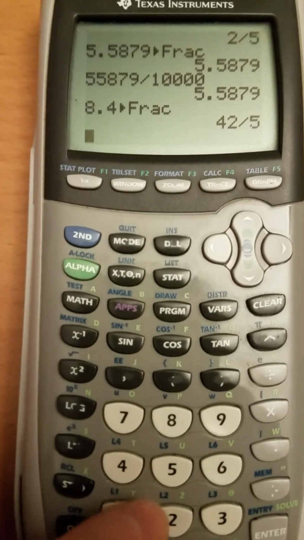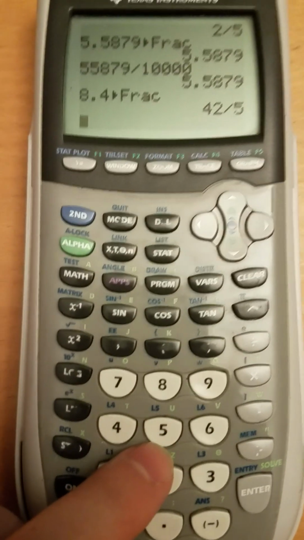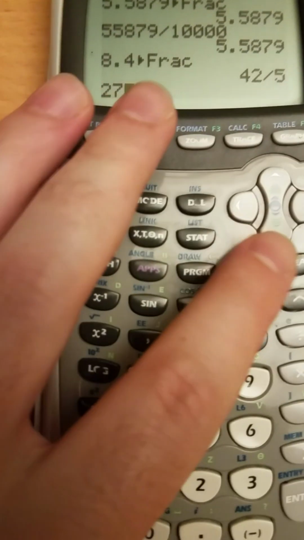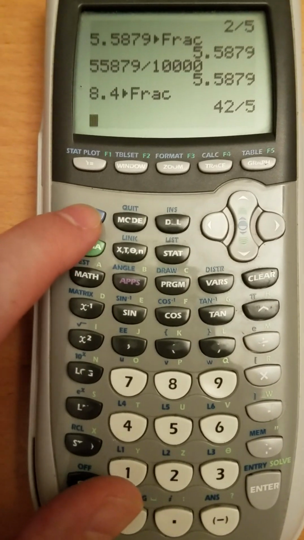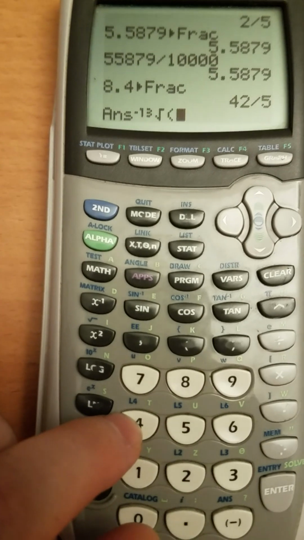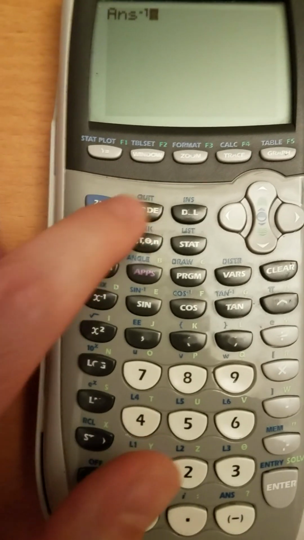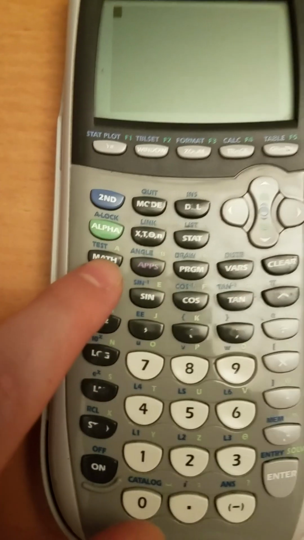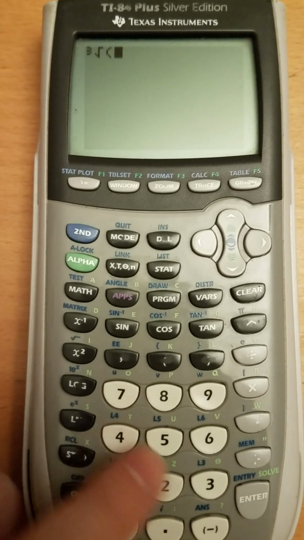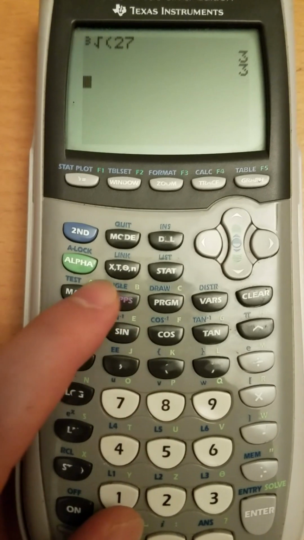So that's fraction. I want to also show you how to take a cube root. So let's say I wanted to take the cube root of 27. What I'm going to do is start off by going to math, click the fourth one. Oh, wait a second. So math, the fourth one, and I'm going to type 27, and that's going to give me 3. So that's how that works.